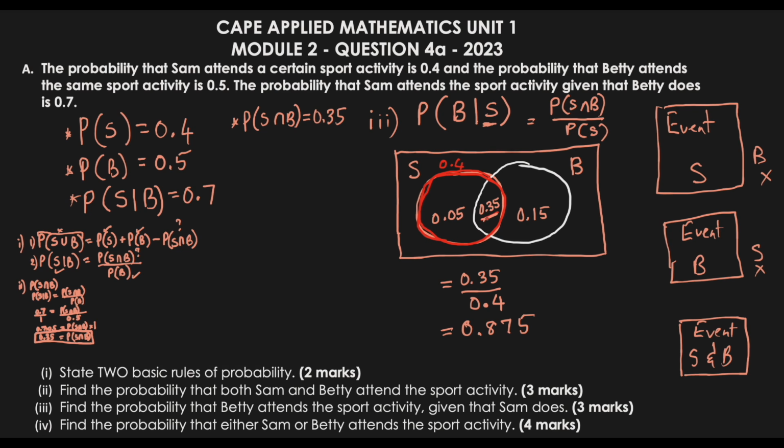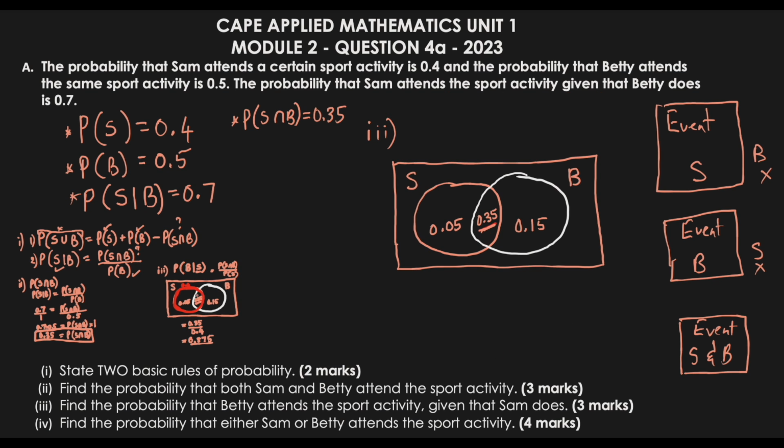We are checking for the probability that Sam and Betty are going to be there, but the condition has to be during a time that Sam himself is actually there, and the probability for that would be 0.875. So there's a 0.875 chance that when Betty goes to the event, Sam will be there. So that's our answer for this one.